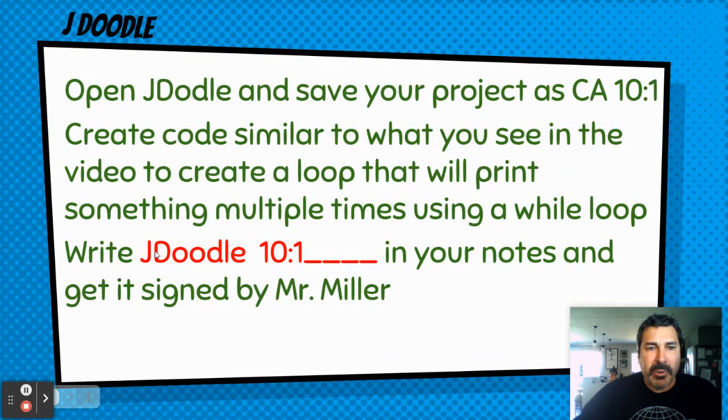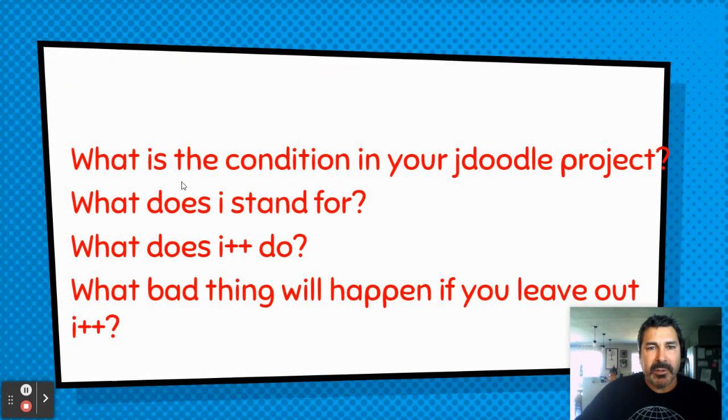Okay, so make sure you write this JDoodle 10.1 in your notes. Make sure you do all this. All right, and then answer the questions: What is the condition in your JDoodle project? What does i stand for? What does i plus plus do? What bad thing will happen if you leave out i plus plus? Answer those questions in your notes.